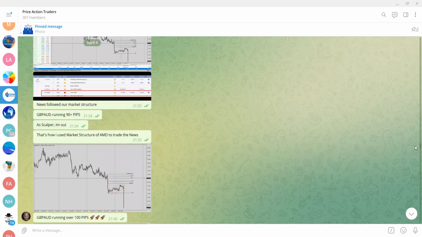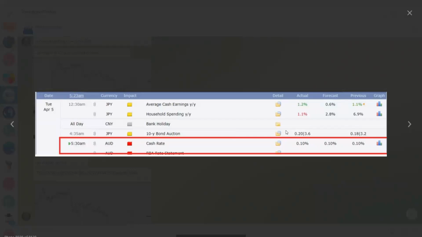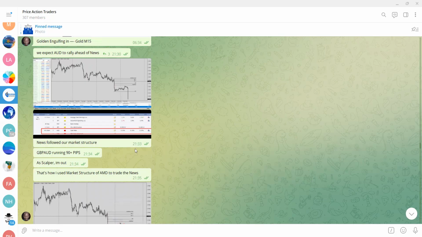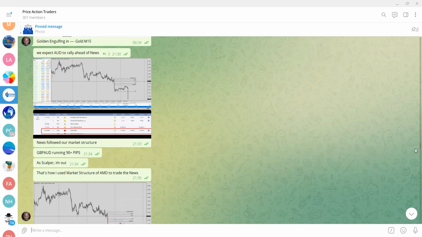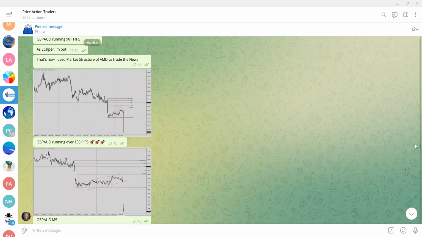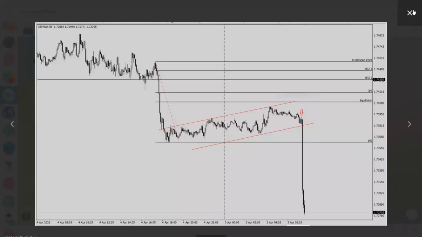This is another good news. It happened on pounds and AUD. The Australian interest rate decision came up as unchanged, which is a boost to the Australian dollar. You can see the pound was selling against the Australian dollar. Pounds AUD, see the big sell made there. At the time of posting this, it was running almost about 90 pips.